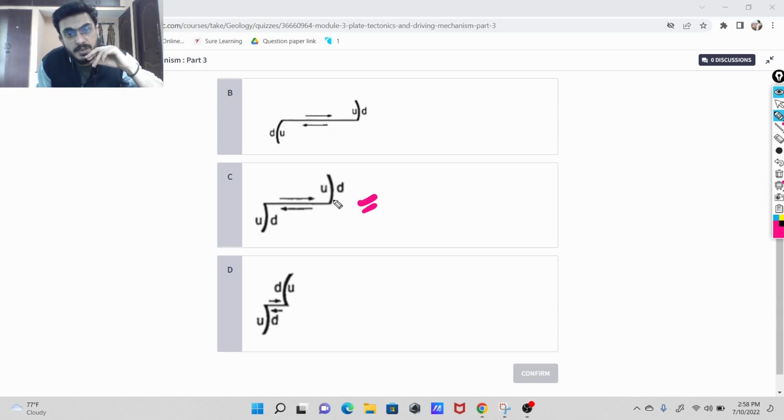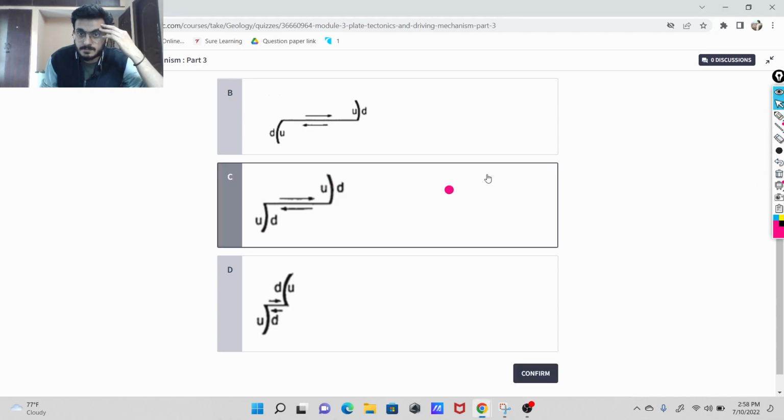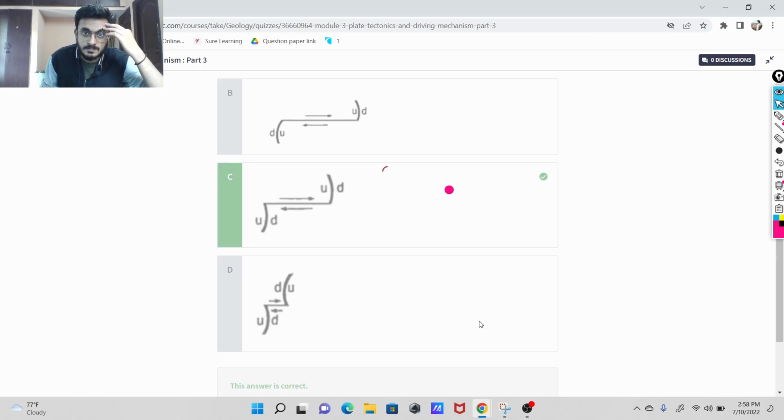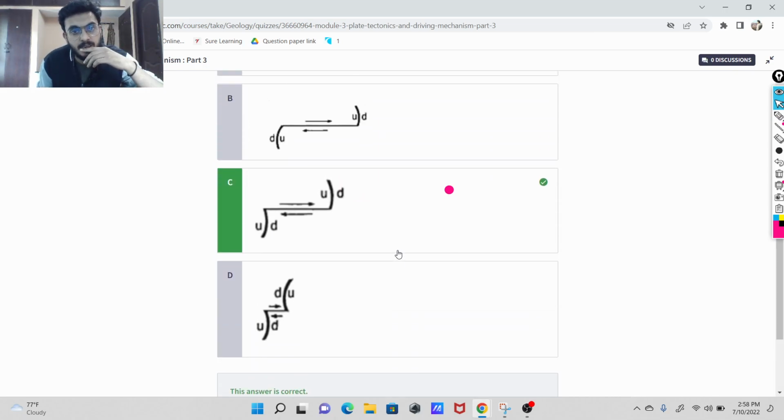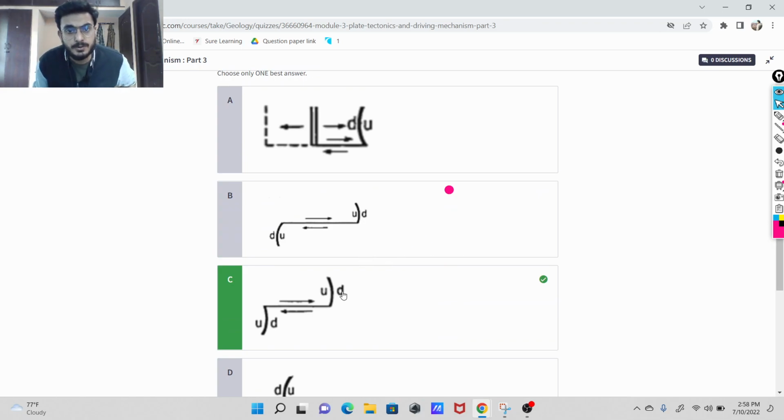Why? Because whatever plate is going in the downward direction, the same plate is coming from this direction also. So let me erase this once. So this is the correct option for this. This D represents that your trench is going in this direction like this on the right side, and here the downward dip direction is like this. So this will remain constant with the passage of time.